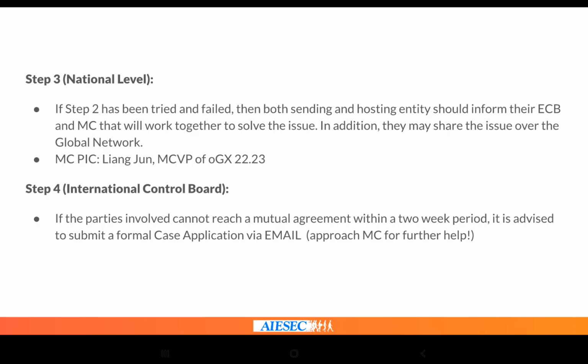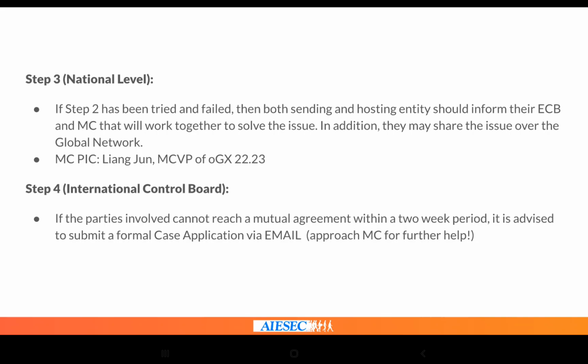Step number 3 is the national level. If step 2 has been tried and failed, then both the sending entity and host entity should inform their ECB, Entity Control Board. We also have our ECB and MC. They will work together to solve the issue. If the LC cannot solve it, MC will come and solve it. In addition, they may share the issue over the global network as well. So the MCVP of OGX is involved.